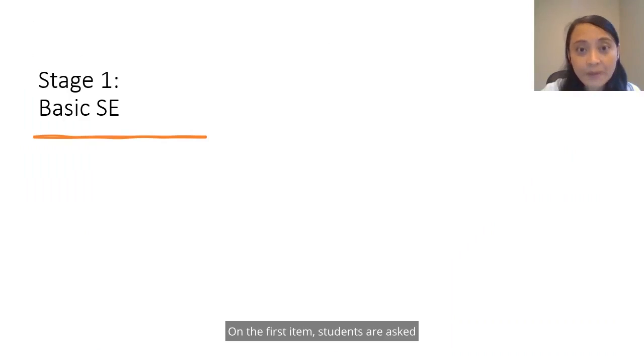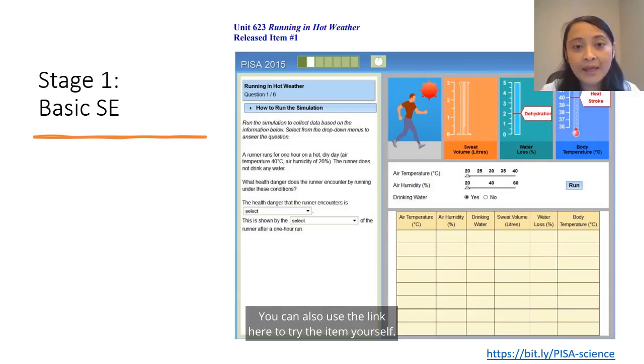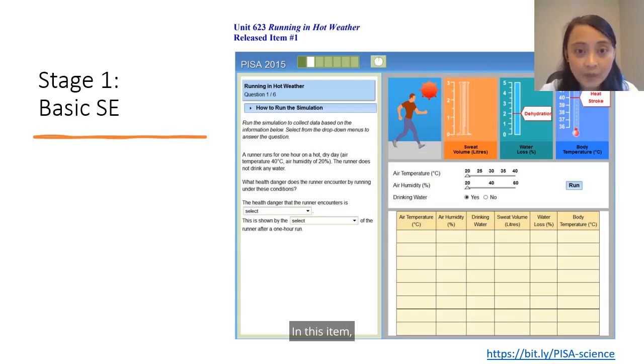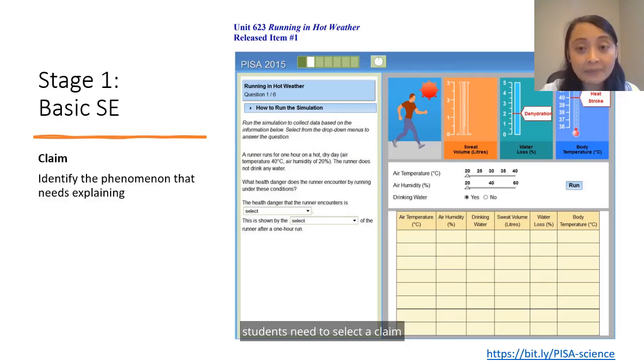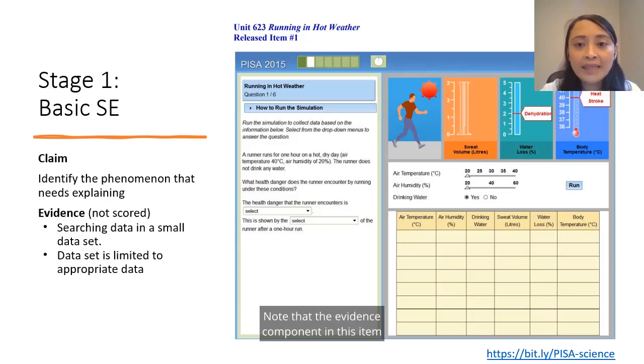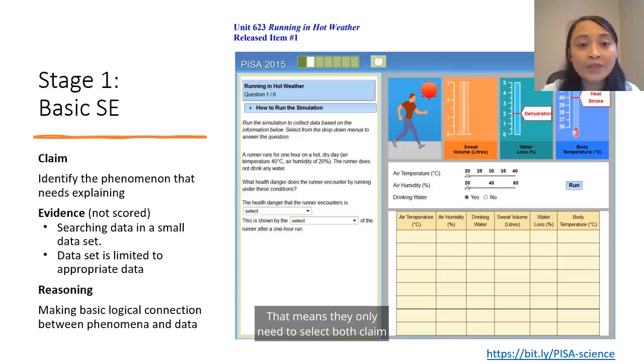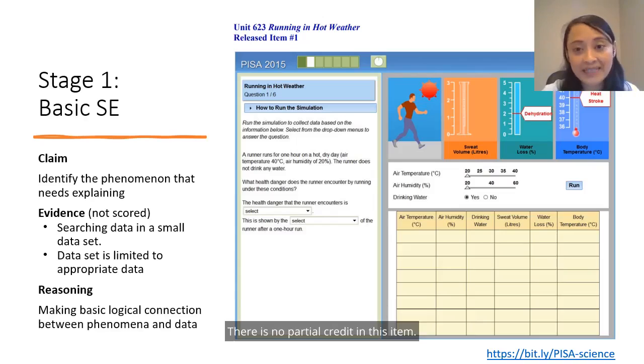On the first item, students are asked to construct basic scientific explanation. You can also use the link here to try the item yourself. In this item, students need to select a claim by identifying the phenomenon that needs explaining. They also need evidence to know whether the claim they selected was correct. Note that the evidence component in this item was not scored. So that means they only need to select both claim and reasoning correctly to get the full credit. There is no partial credit in this item.